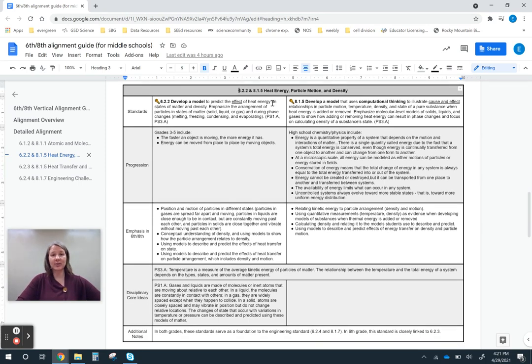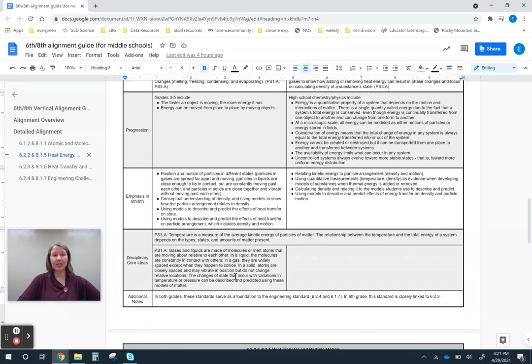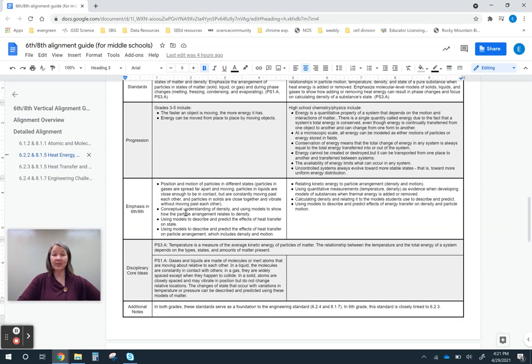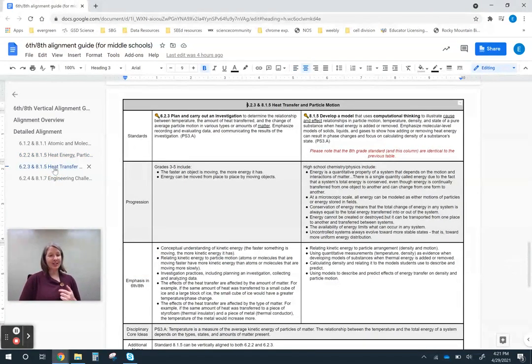So again, you can use the key standards, the emphasis statements. You can look at core ideas. In this one, both of these standards align to PS3A, this core idea, but only 6th grade is aligned to PS1A. So that might be another place where you can differentiate what 6th grade is doing versus 8th grade. So anyhow, just to recap, this document is meant to be used with teams.